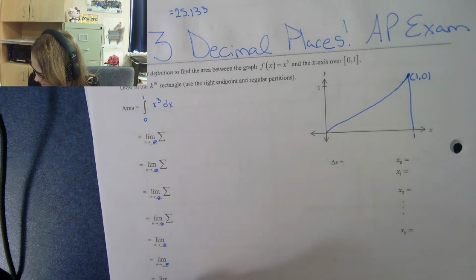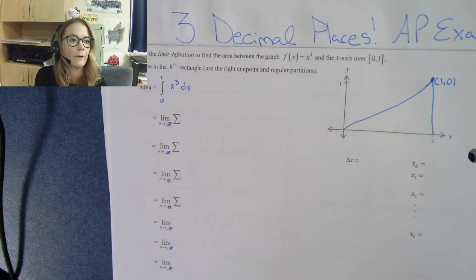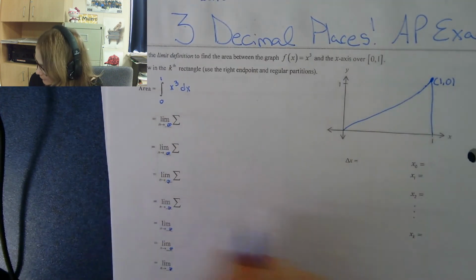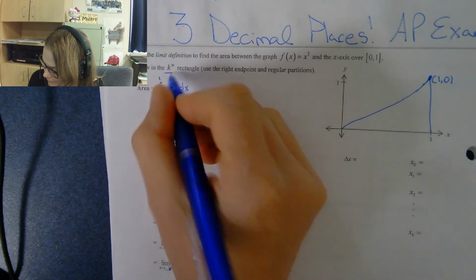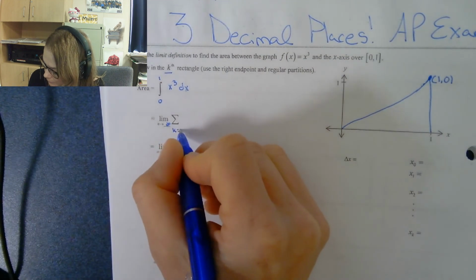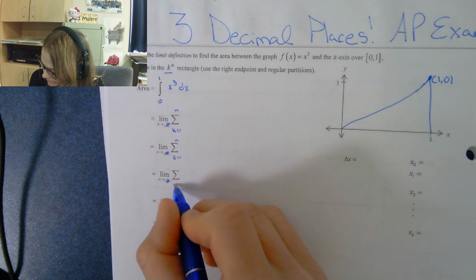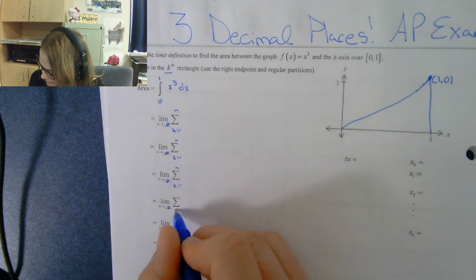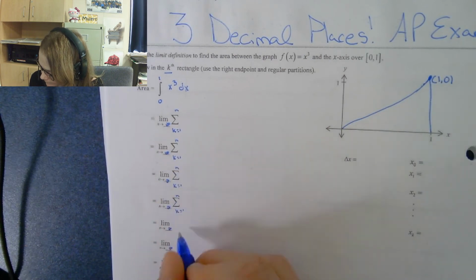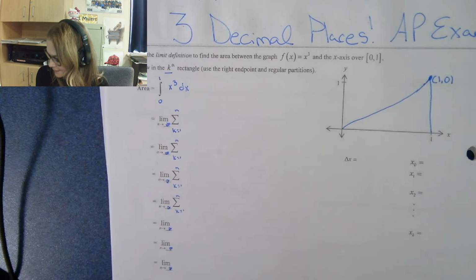Okay, this is a lot of steps here because it's really showing the whole thing. Our counter is going to be k, so kth rectangle, 1 to n. This is standard, so let's just fill this in so we don't forget it. Okay, so we'll stop there.